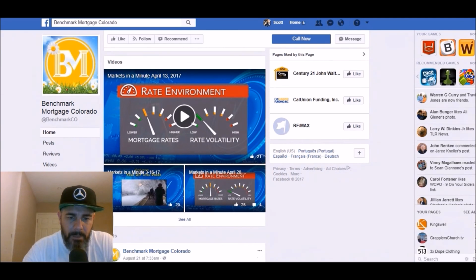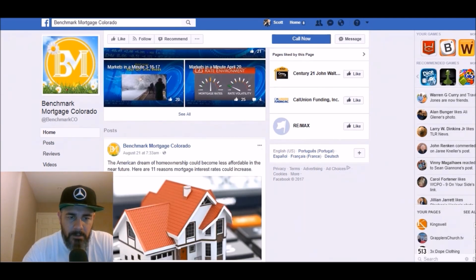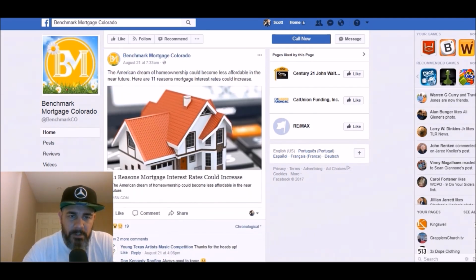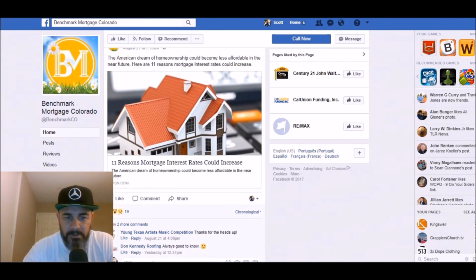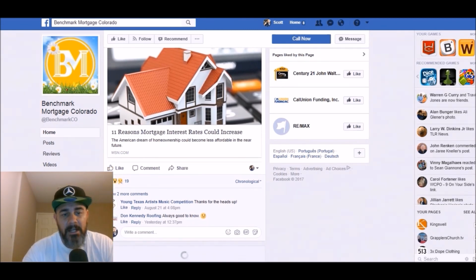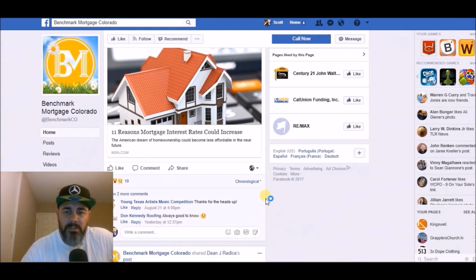American Dream home ownership, less affordable. Here are 11 reasons why. MSN.com. A few comments, so they're doing okay with that. I mean, they got a pretty decent score, but that just gives you an idea on how to go look at some really good pages, get some more ideas in a quicker way for us newbies.